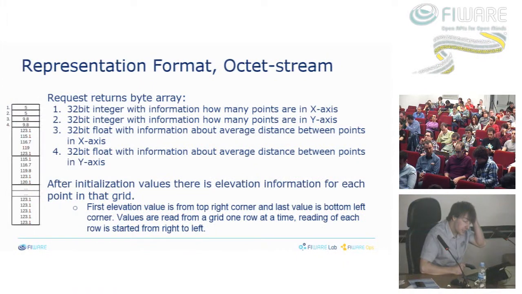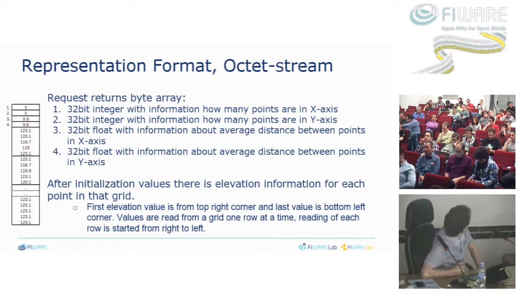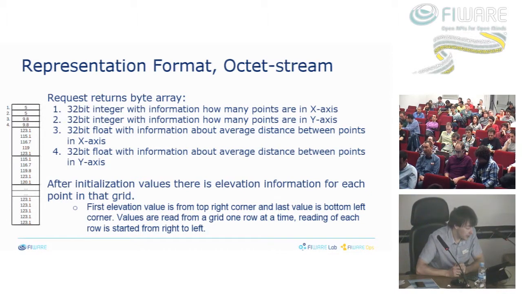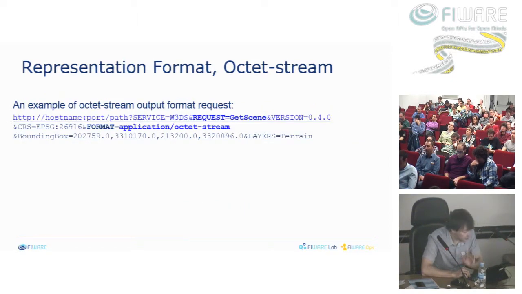This elevation data can also be delivered using an octet-stream representation. Thereby you get in the beginning 2 integers that give the information about the dimensions of the grid and the average distance, followed by a float array that gives the elevation of each point. There's also an example for this, but it looks the same as the last one.